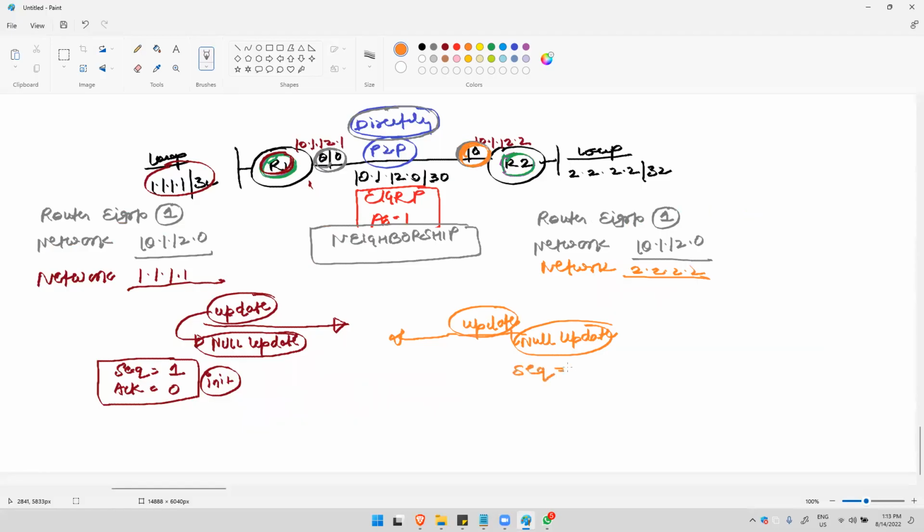Now R2 says I am sending a null update. Inside the null update, sequence number is 1 and acknowledge number is 0. No, I am sending acknowledgement for your null update, that means 1. So this sequence means I am starting, and this acknowledge means I accept your initialize message. If this null update is exchanged, that means reliable now.